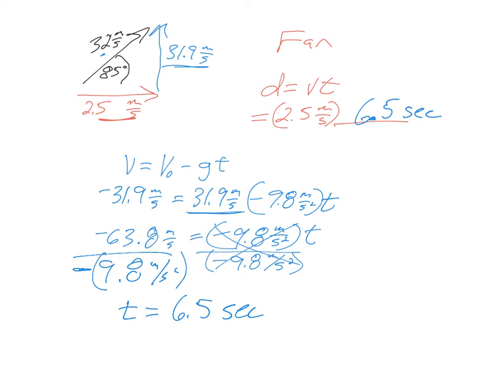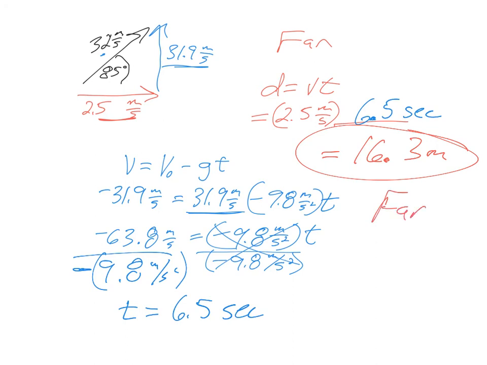And when I multiply that by 2.5, I get a distance of 16.3 meters. That's how far it went. You wouldn't think it would go very far because it was basically vertical. There was very little velocity pushing it far. Good? Good. Bye-bye.